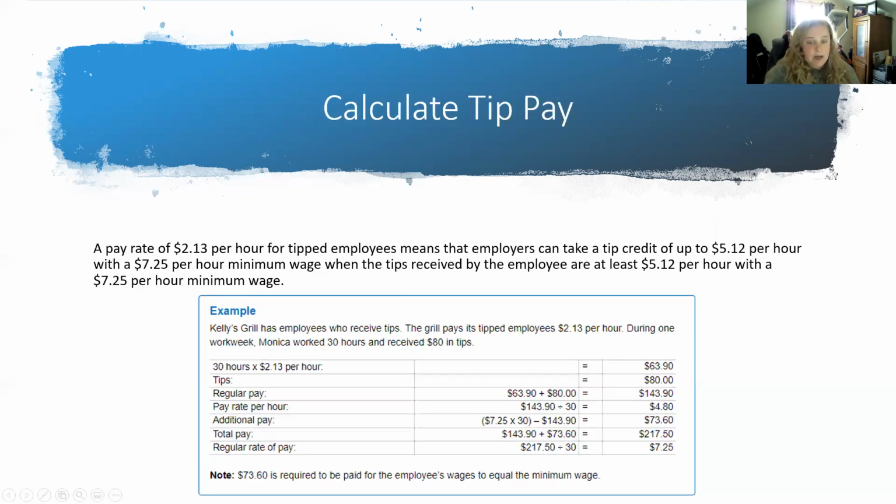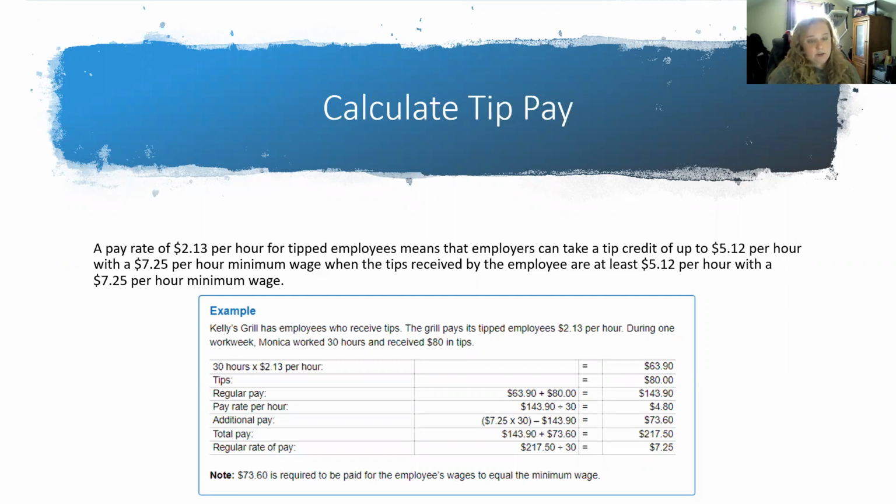Okay, so tipped is a little bit different. So we think about our tipped employees, they don't have to earn as high of an hourly rate. And the reason for that is because they're earning tips directly from their clients or customers that they are serving. So the federal minimum wage for a tipped employee is $2.13 per hour. And that means that the federal tip credit is $5.12 per hour.